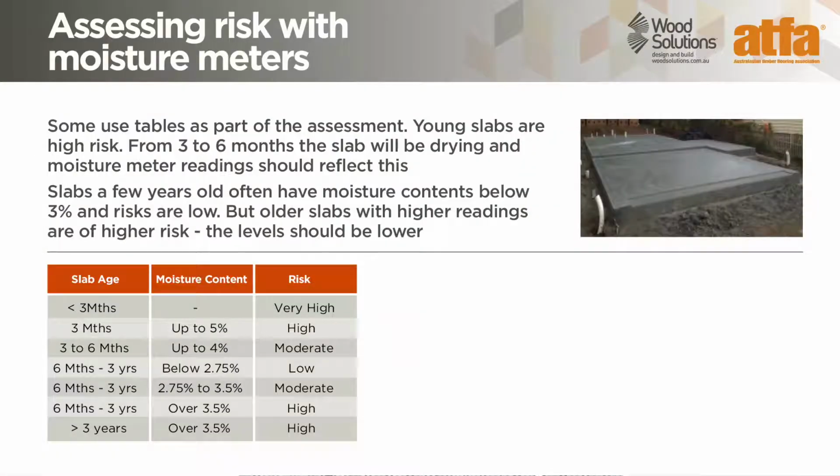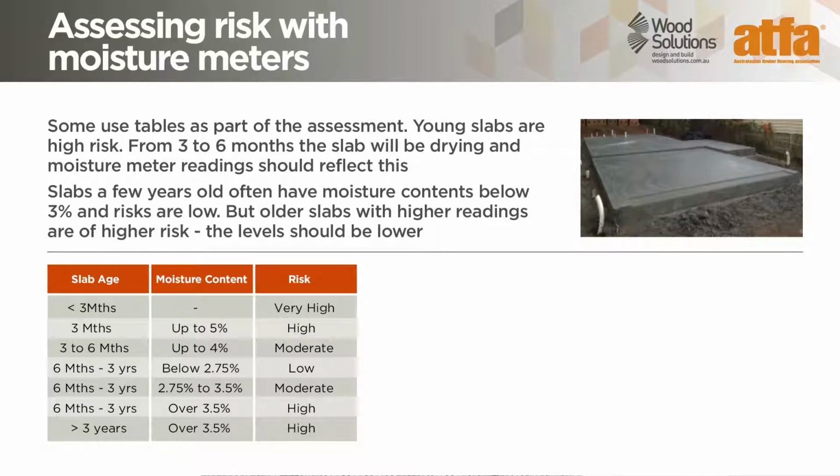Meters are often used to assess risk where the information in the table is used to guide the assessment. The table has slab age, moisture content and risk as the parameters for assessment. From the table, you'll see a very young slab would be considered a very high risk. During the first 3 to 6 months, the slab will be drying, and moisture meter readings should show this with readings of say 3 to 4%.